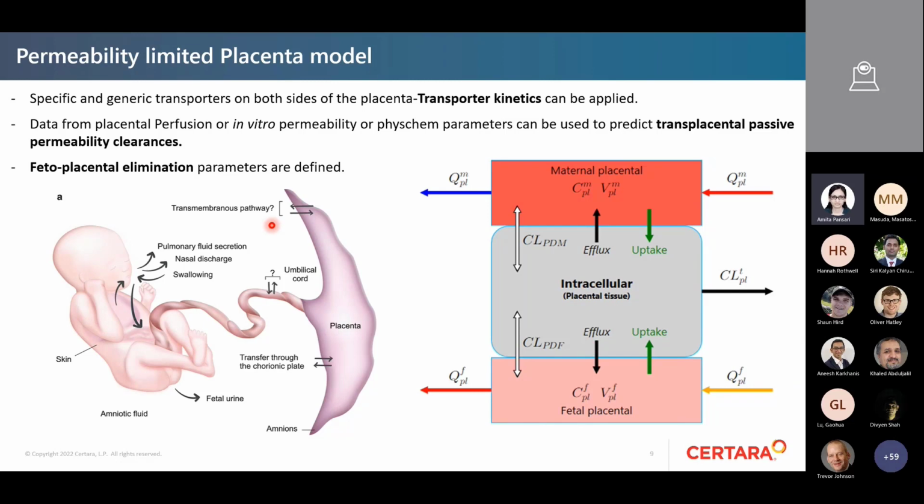As you can see, there are different fetal elimination pathways, like fetal swallowing and urine excretion, contributing to the total renal clearance, like GFR and OCT2 uptake, that might affect your drug concentration around the fetus in the amniotic fluid.